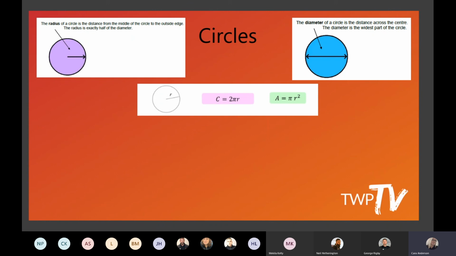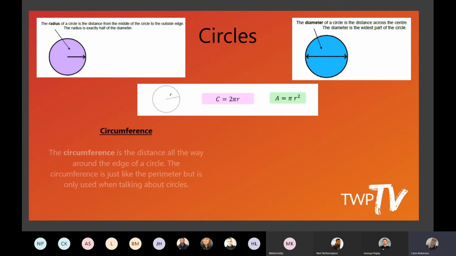So your circles then slightly change. The area there is still the same as in working out the area. However, there's no perimeter of the circle. It's now called the circumference. So the circumference is basically the distance all the way around the edge of the circle. Like the perimeter, it is only called that when it's talking about circles.